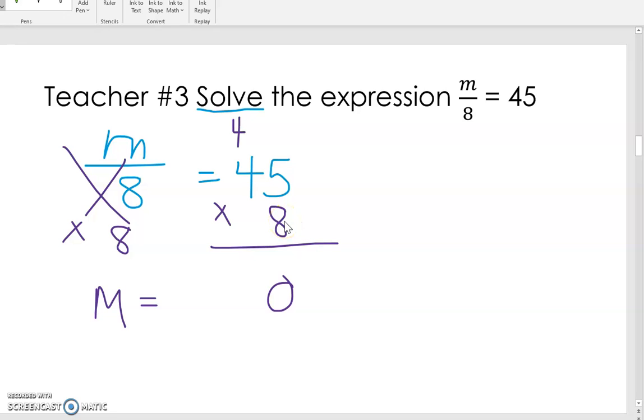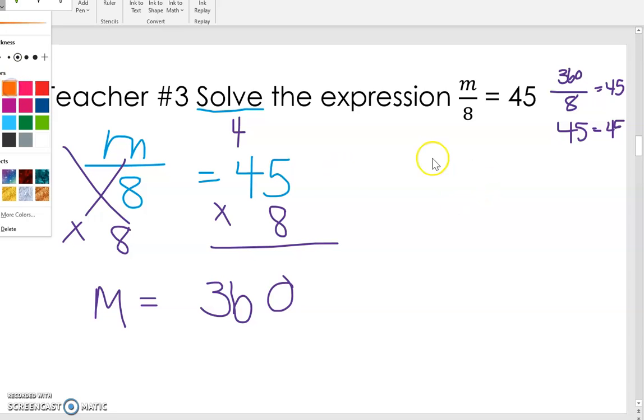I'll do out that multiplication. 8 times 4 is 32 plus 4. And this tells me that the solution to this problem is 360. When you're solving an equation like this, there's only one value that can make it true. This means that if I plug 360 back into this problem up top, and I rewrite this as 360 over 8, that does equal 45. When I solve this, 360 divided by 8 does give me 45, so I know that this equation is true.